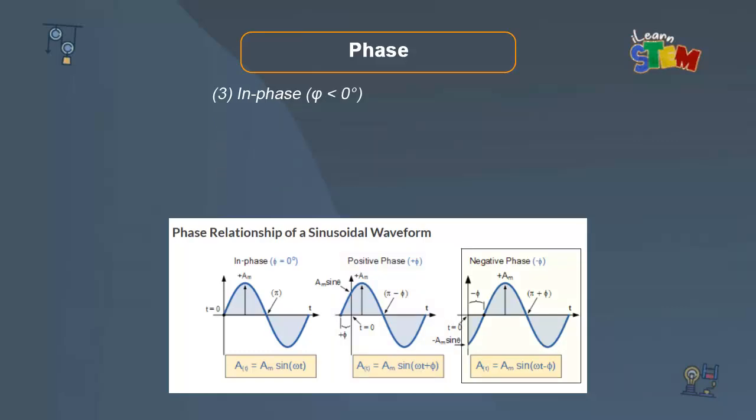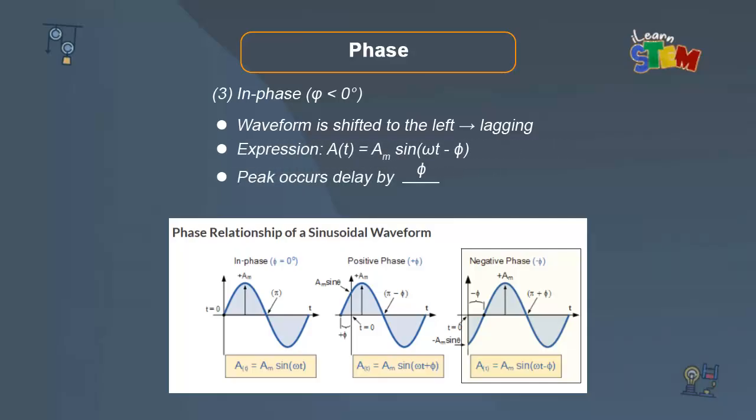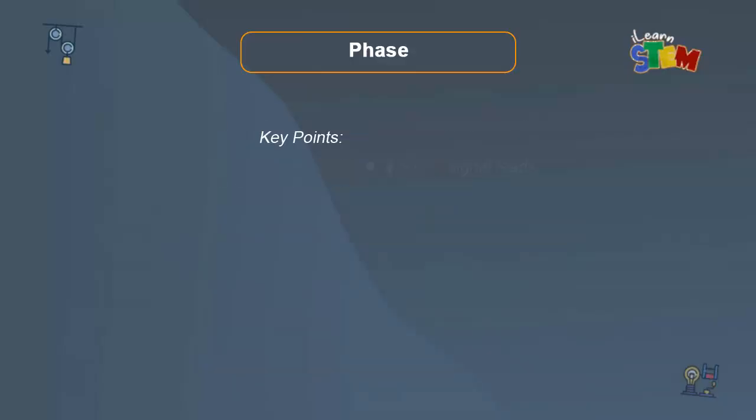Third, negative phase. If the phase angle is less than 0, the waveform shifts to the right. This means the signal lags. The expression is A of t equals Am sin of omega t minus phi. The peak is delayed by phi over omega. In summary, a positive phase angle means the signal leads, while a negative phase angle means the signal lags.